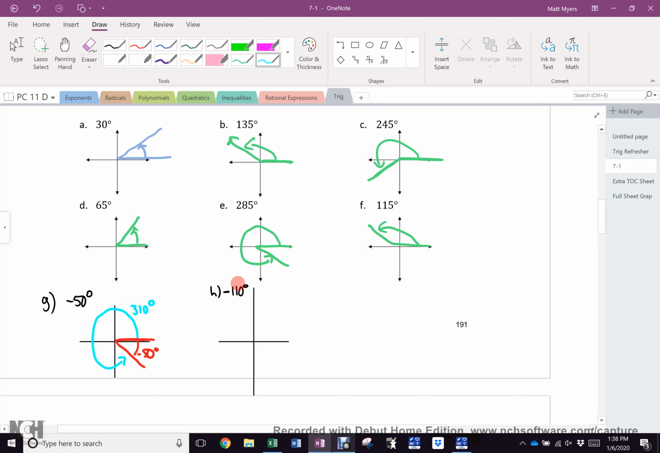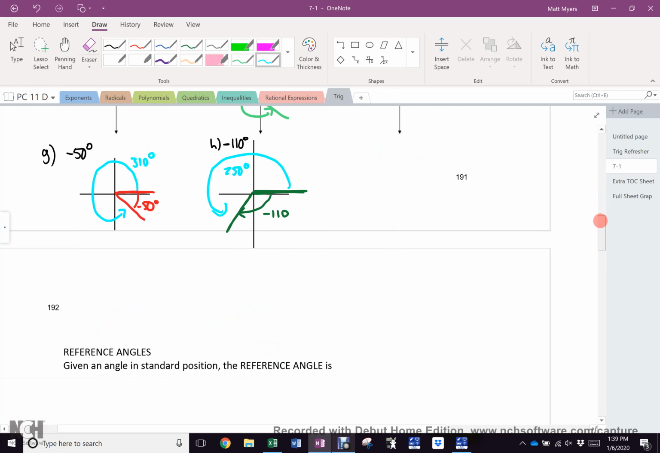Where's this guy going to be? Starts there, in the third quadrant. How far is this? Negative 110. How far is this? 250. Is everybody cool with working with and around this point? Everyone is good? Okay. Turn the page over.